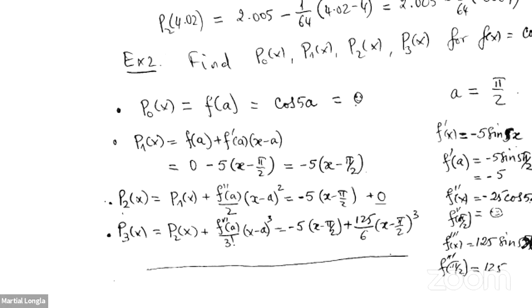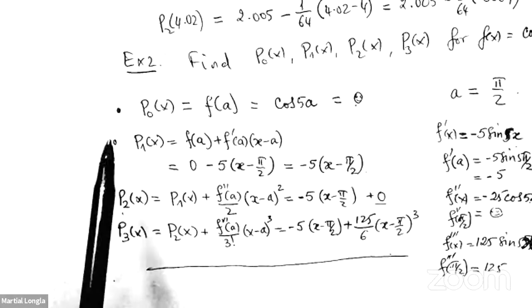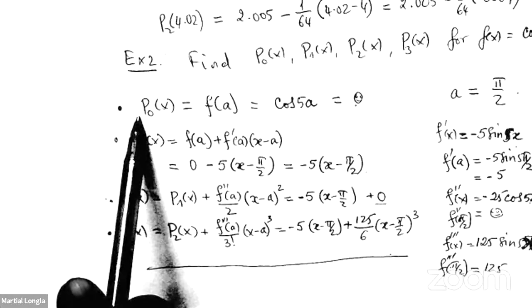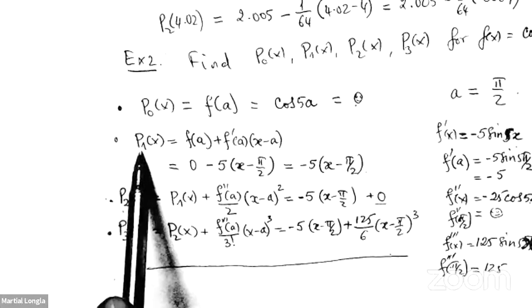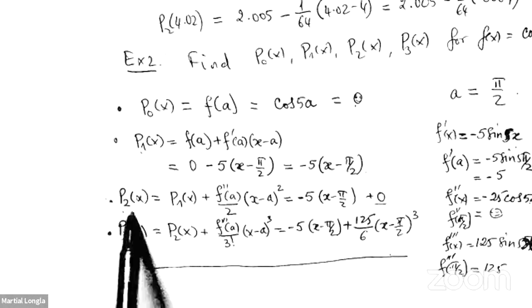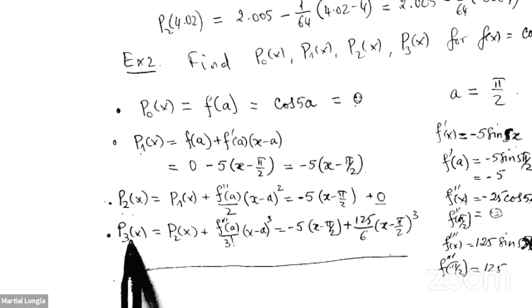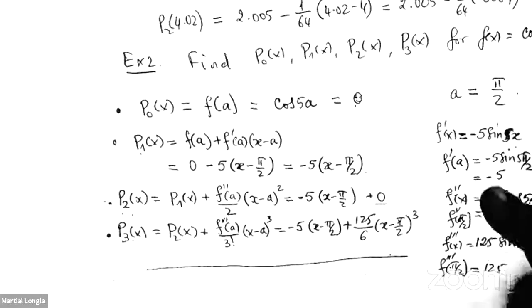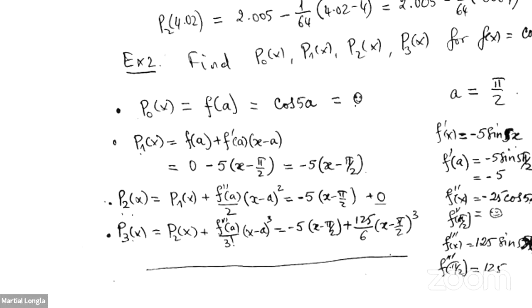So these functions are actually called Taylor polynomials. This is the Taylor polynomial of degree 0 for the function f, of degree 1, of degree 2, and of degree 3 for the function f that we have centered at pi over 2. You always need to have a center when you're finding Taylor polynomials, and the center is the a that you had defined in the question.